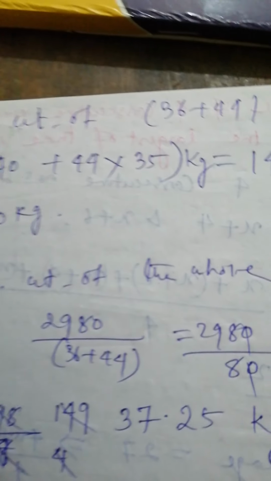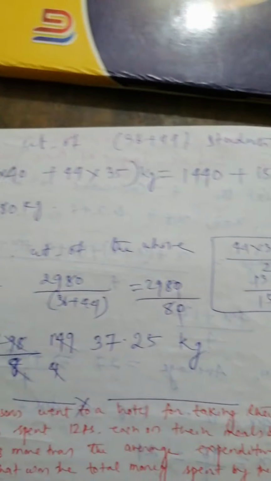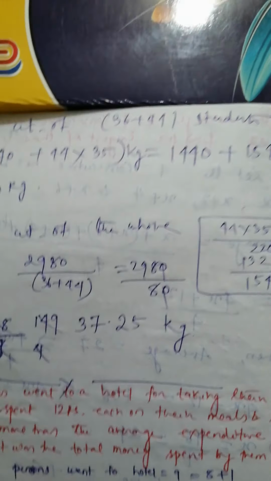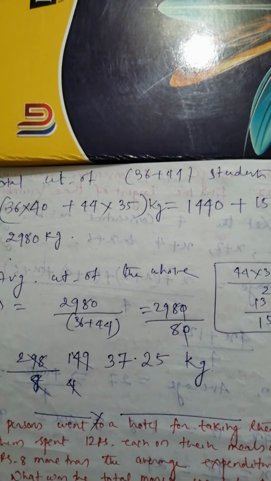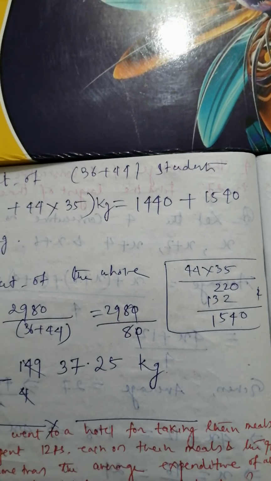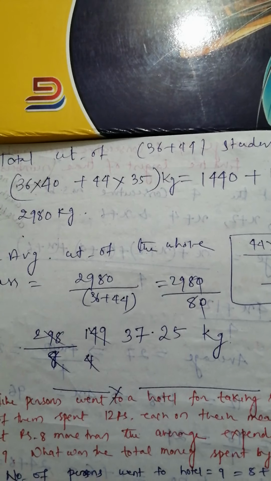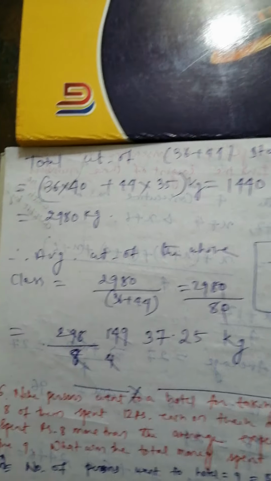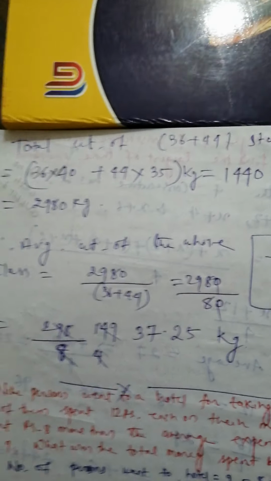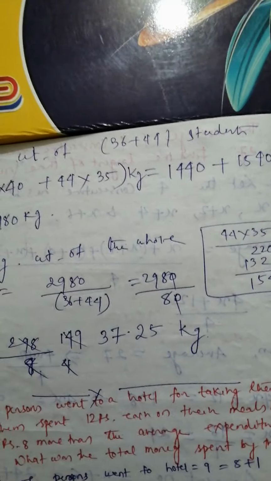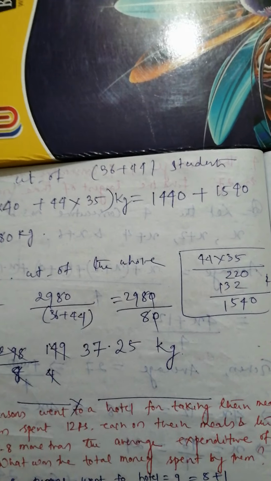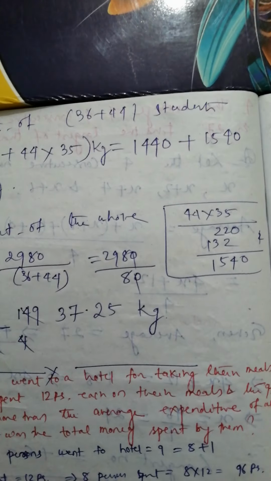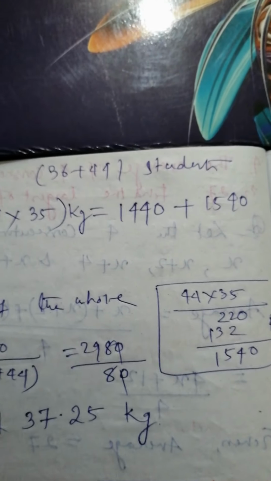Next, we can write down the total weight of 36 plus 44 students, that means the total number of students, equals 36 into 40 plus 44 into 35 kg, equals 1440 plus 1540 equals 2980 kg. So average weight of the whole class equals 2980 divided by the total number of students, that is 36 plus 44, so 2980 divided by 80, and the answer comes as 37.25 kgs. So this is the answer.